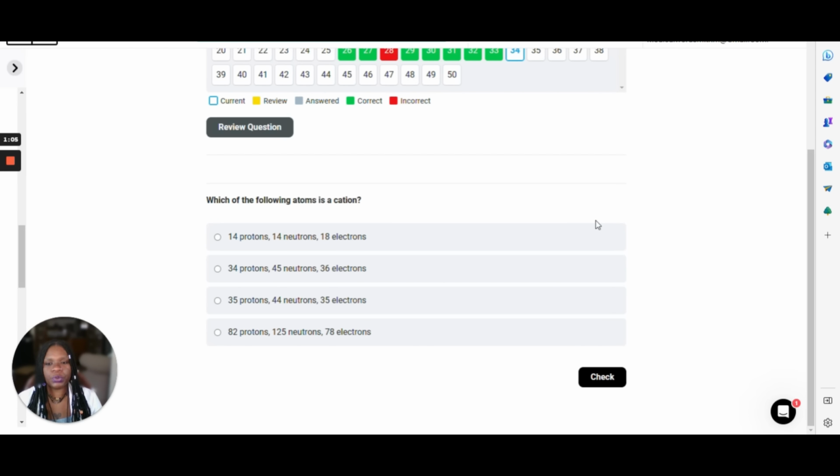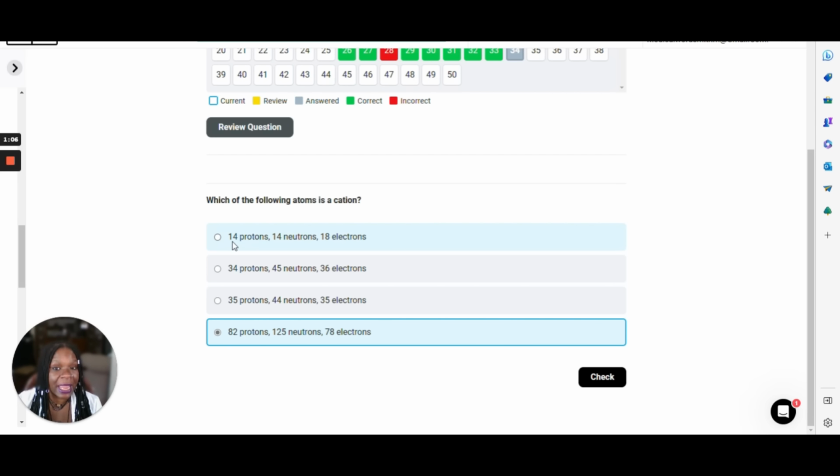We are going to go with the last one on the list because it has the most protons between protons and electrons. We're going to go with 82 because that's more than 78. For this particular instance, we're going to ignore neutrons and focus specifically on what is the more positive charge. Protons give the atom a positive charge, whereas electrons give it a negative charge.